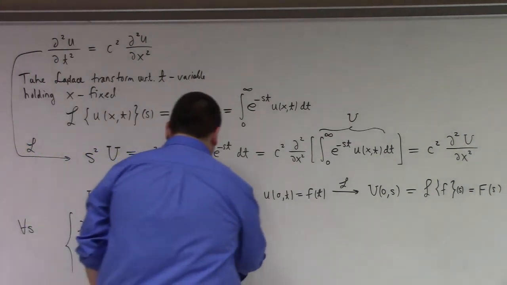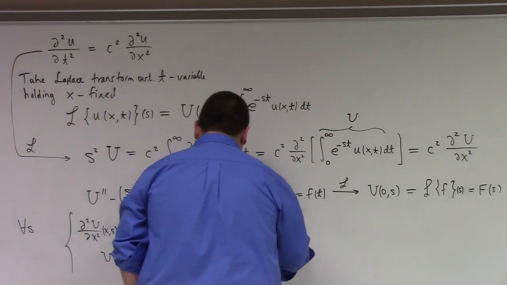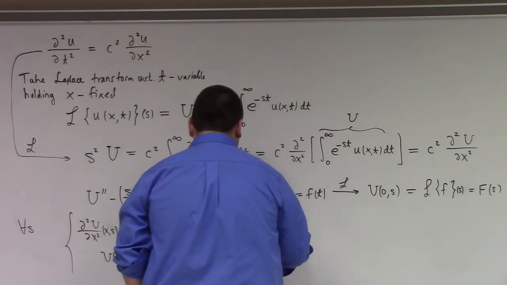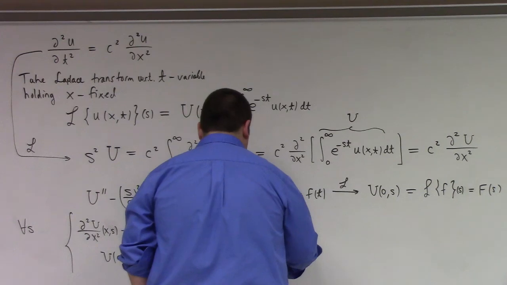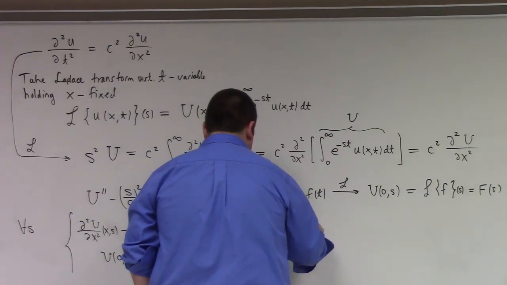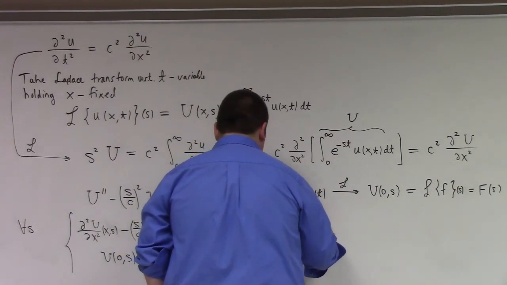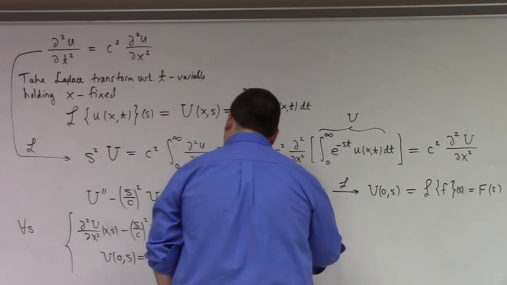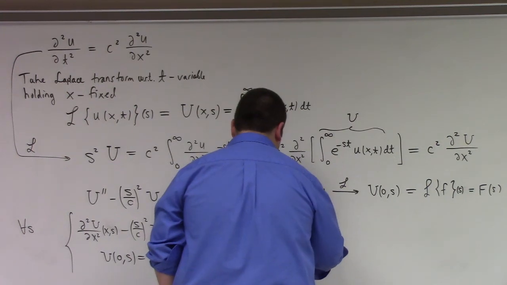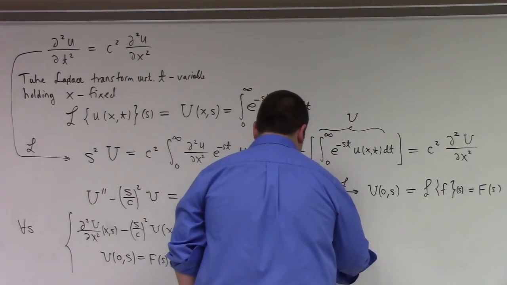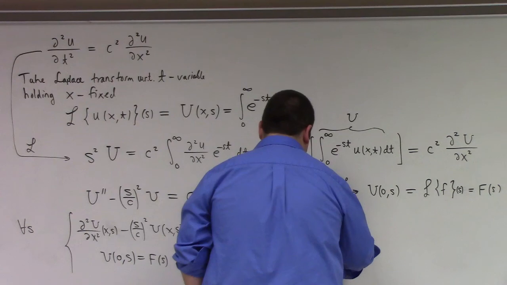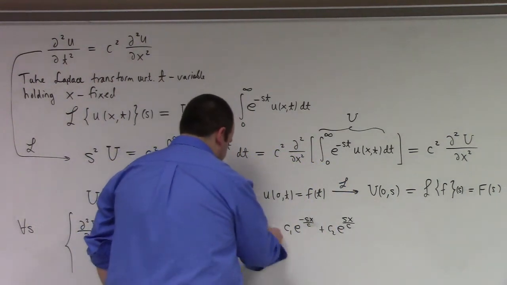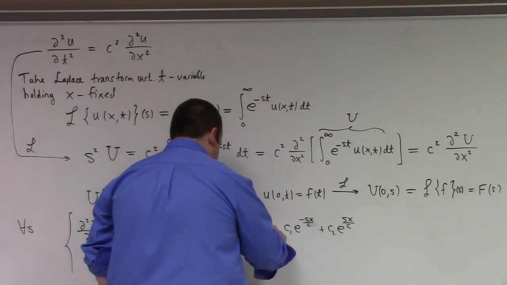So this has solution big U, and I'll write it in terms of exponentials. So this is C1 e to the minus s times x over c, plus C2 e to the s times x over c. That's U of x comma s.